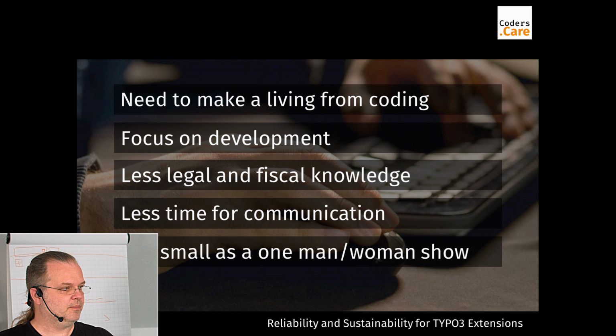And you can focus on development. You don't have to take care of legal stuff. Fiscal knowledge is not necessary because you can focus on the stuff you actually want to do. You don't have to deal with a bureaucracy, and you need less time for communication because I know a lot of developers who actually don't want to communicate with clients. They are very happy when they just can stick to their notebook and code. And sometimes they're just too small as a one-man or one-woman show because they don't have the time to do all that stuff that is necessary to have contracts, to be on the legal safe side and stuff like that. So this is something that we will be providing for developers so they can focus on their actual work.